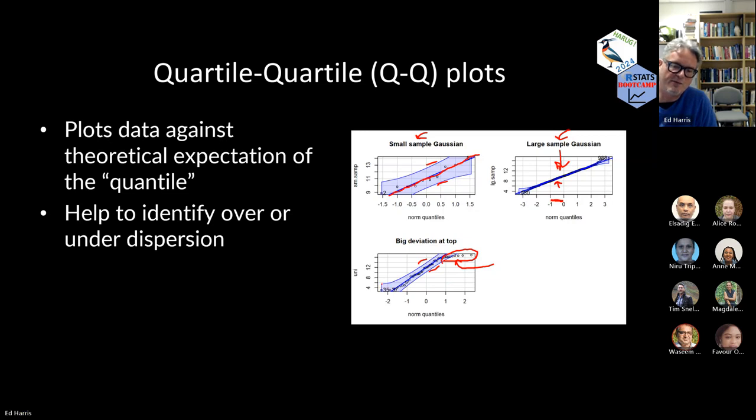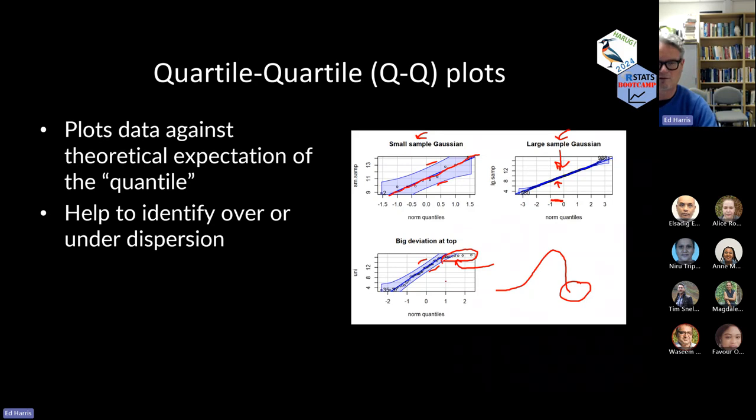That condition where we have too many or too few at the edges is called skew. So for this one, it looks like we have too few at the top of the distribution. The distribution for this one might look something like that, where we don't have as many on this edge as we expect were this to be perfectly Gaussian.